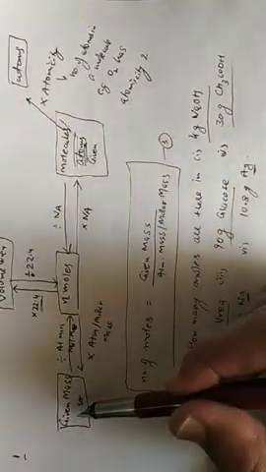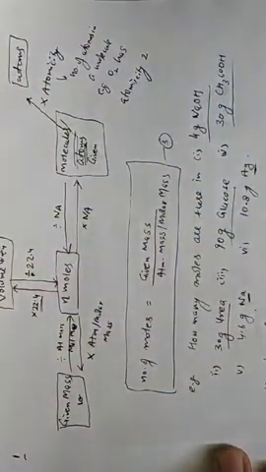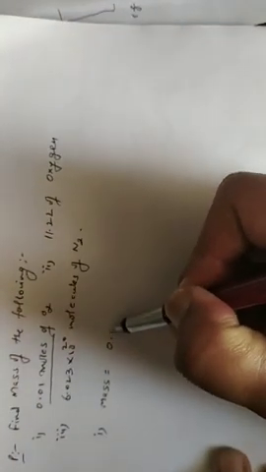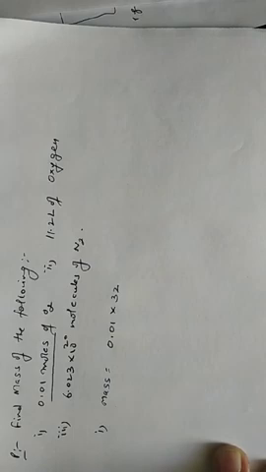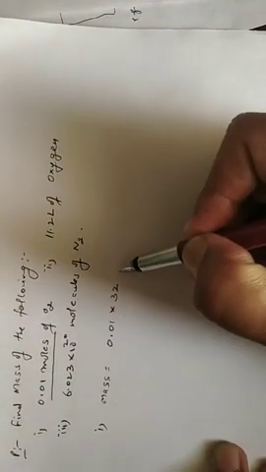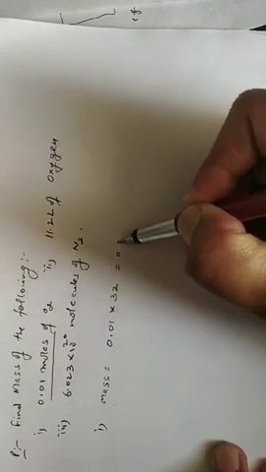So first case, 0.01 mole of O2, directly moles are given. So when moles are given and you have to find the mass, just multiply it by atomic or molar mass, direct formula. So in the first case, mass will be equal to 0.01 into 32. 32 is the molar mass of oxygen. So when you multiply it by 32, it will be 0.32 gram at first.